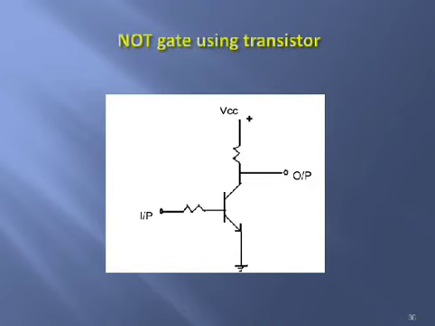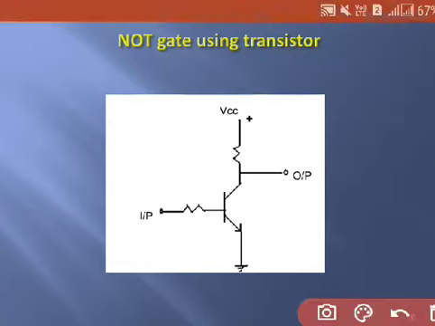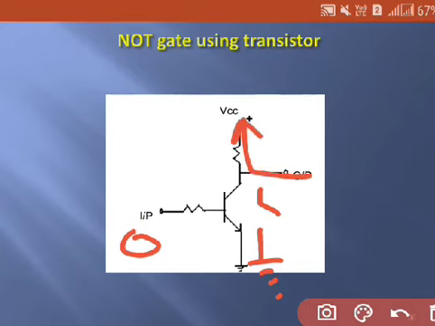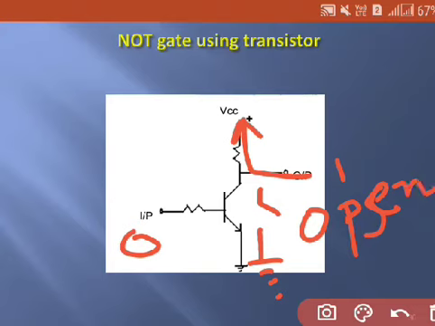So this is the simple NOT gate using a transistor circuit. For example, if the input is 0, this transistor will be acting like an open switch, so that the output is connected to VCC. So you will be getting the output as logic 1. So for 0 input, the transistor will be acting like an open switch, so that the output is directly connected to VCC and you will be getting the output as logic 1.